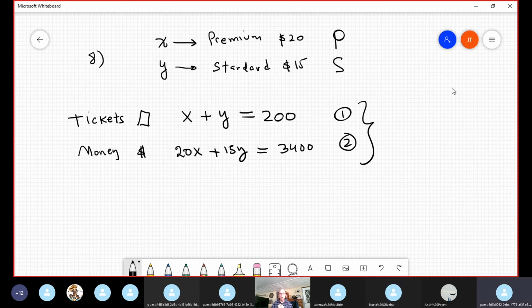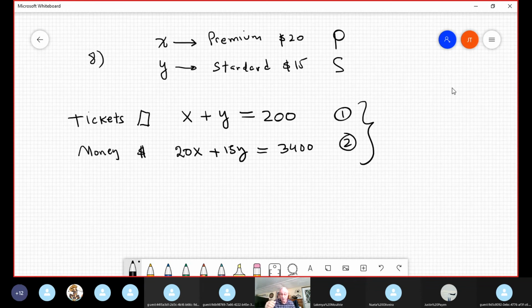Basically, I separate my mathematical problem in 2 pieces. One equation represents physical tickets. A ticket is a piece of paper. Money is also a piece of paper, but it's money. So I separate my problem into tickets and money, right? Entonces I know that the total tickets is 200 and the total money is 3,400.